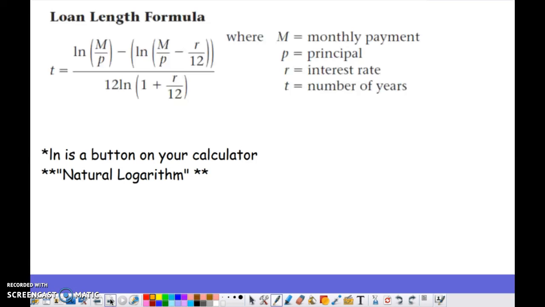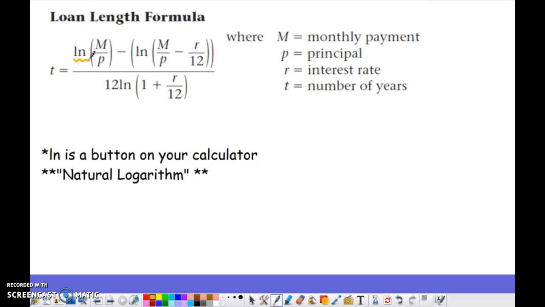P is still my principal, how much I'm asking to borrow or loan from the bank. R is my interest rate. And T, what I'm trying to solve for, is my time in years. What's that length of the loan going to be? Something a little bit different about this formula, we see this ln in there. Ln is a button on your calculator. It stands for natural logarithm.